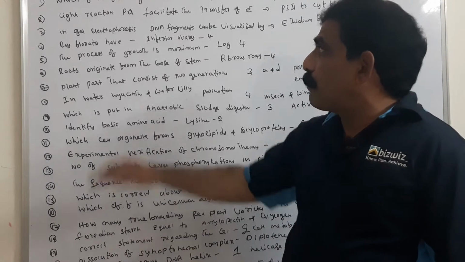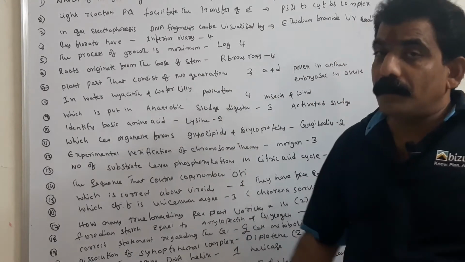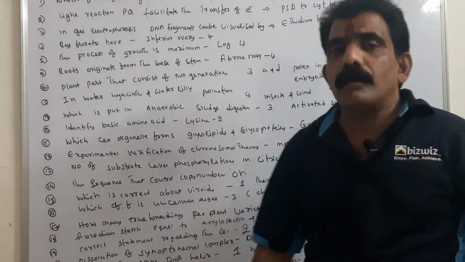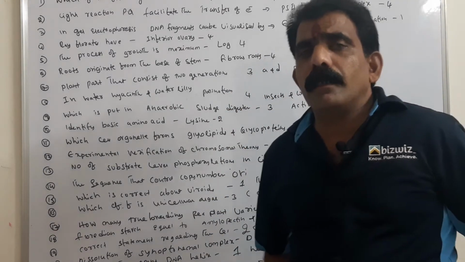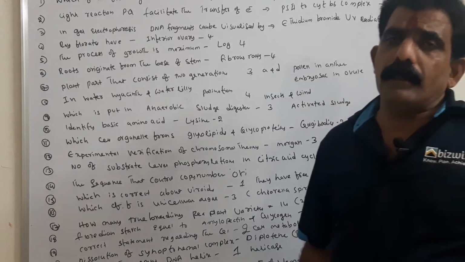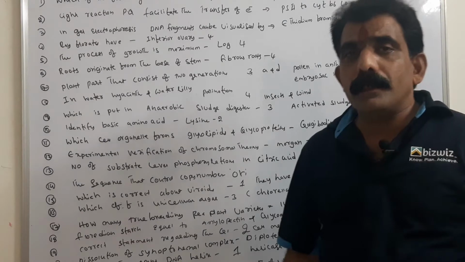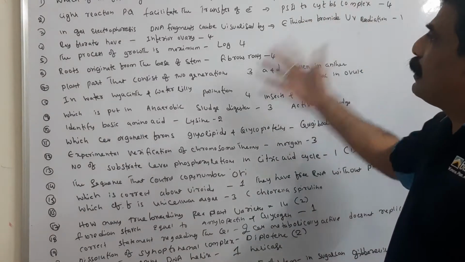Come to the next question. Which of the following is not an inhibitory substance regarding seed germination? Different compounds are given: phenolic acid, abscisic acid, gibberellic acid and para-ascorbic acid. Here para-ascorbic acid is not related to seed germination, and it is given in the third option.